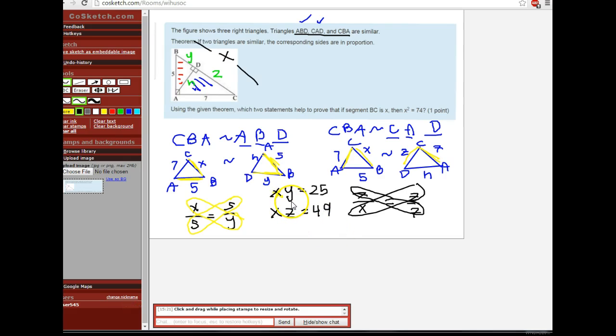If you were going to put this into letters, xy is the same thing as side CB times y, which is side DB, equal to 25. And similarly, x, which is CB, times z, which is DC, is equal to 49. Now I'm going to stop a second and see if we can figure out which the answer is on that quiz. I'll be right back.